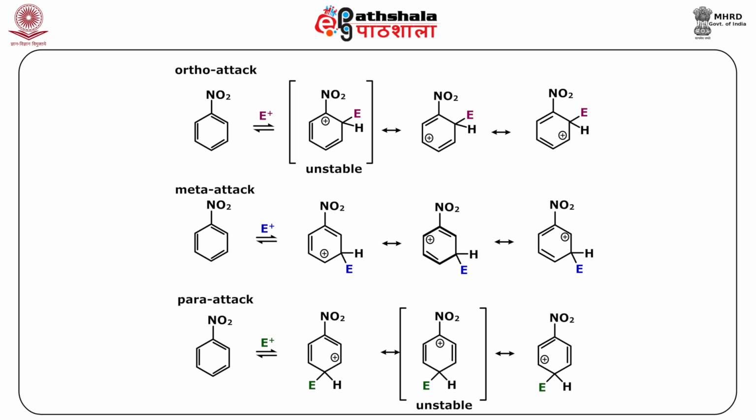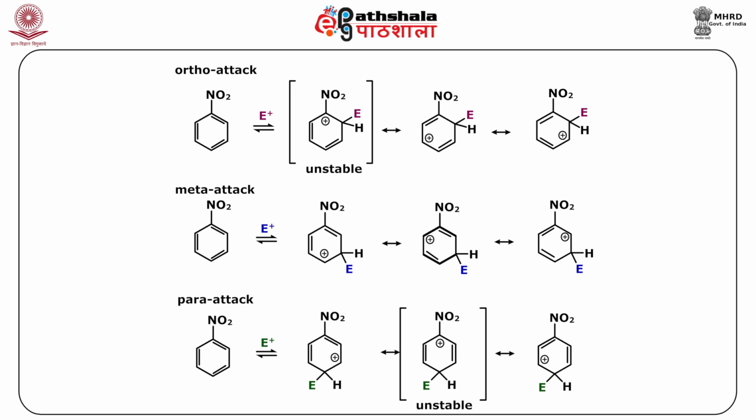Second is by comparing the stability of the Wheland intermediates. If you see the stability of the Wheland intermediates in the ortho attack, here you can see the positive charge is on the carbon which is next to the nitrogen, thus making it unstable. In case of meta attack, there is no such positive charge on the carbon which is directly attached to the nitrogen of the nitro group. Thus, it is relatively stable.